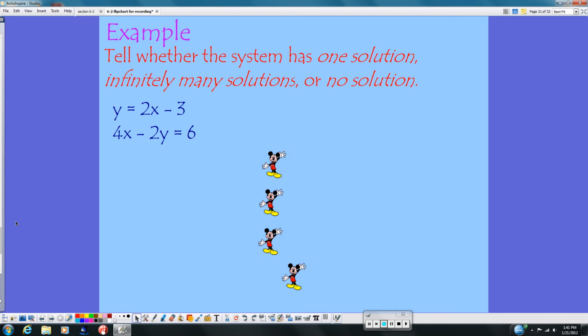So our goal today is going to be to figure out how many solutions the system has. Does it have one solution, many solutions, or no solutions? So again, we're going to use substitution to figure this out. Notice the first equation has y all by itself, so we're going to take the 2x minus 3 and substitute that in for y. So we have 4x minus 2 times (2x minus 3) equals 6.